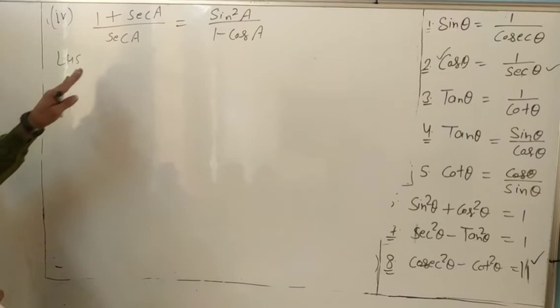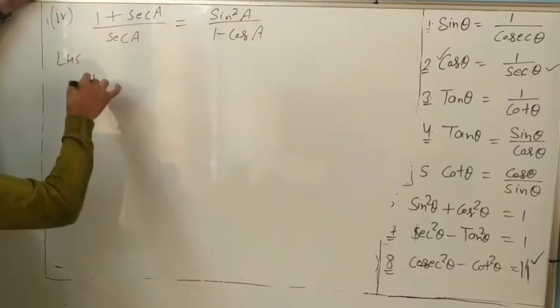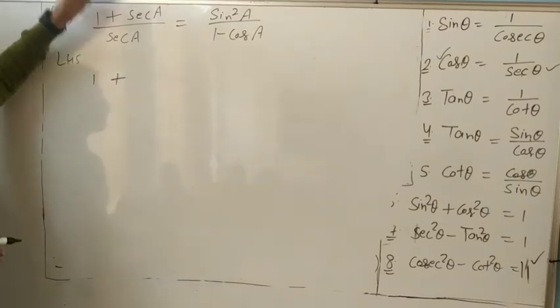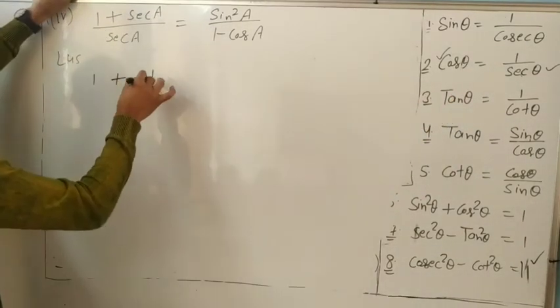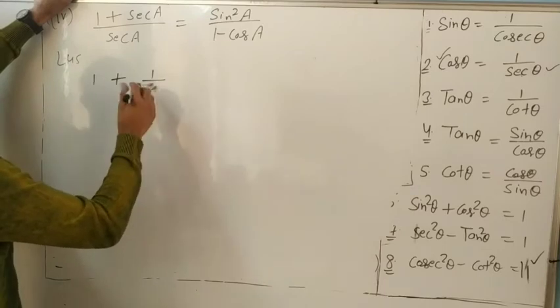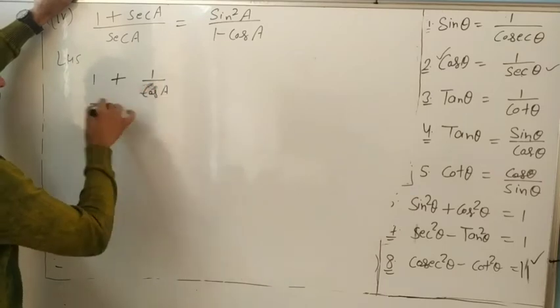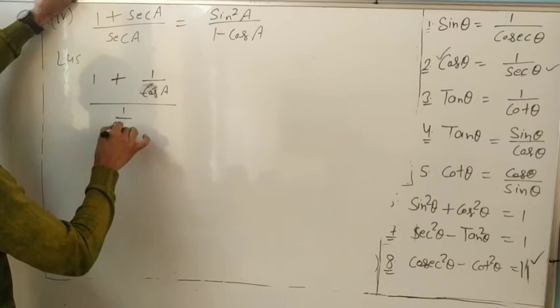What will we do? The left hand side. Look at the 1. Always we will change to sin and cos. Sec, what can we write? Sec is 1 upon cos. 1 upon cos a.